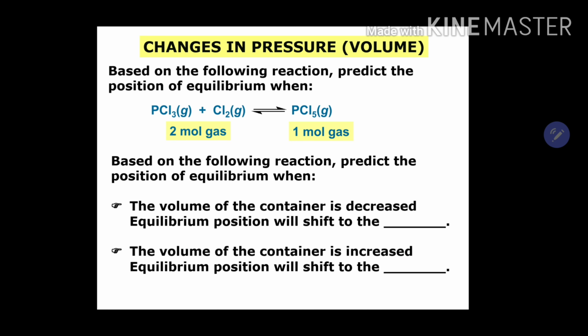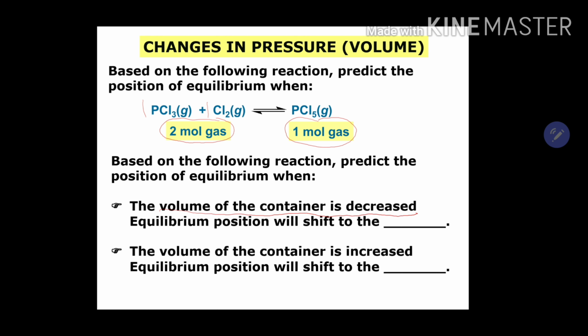Okay, changes in pressure. Based on the following reaction, predict the position of equilibrium: 1 mole of PCl3 plus 1 mole of Cl2, so it becomes 2 moles of gas on the left hand side, produce 1 mole of PCl5 gas, so 1 mole of gas on the right hand side. Predict the position of equilibrium when the volume of the container is decreased.